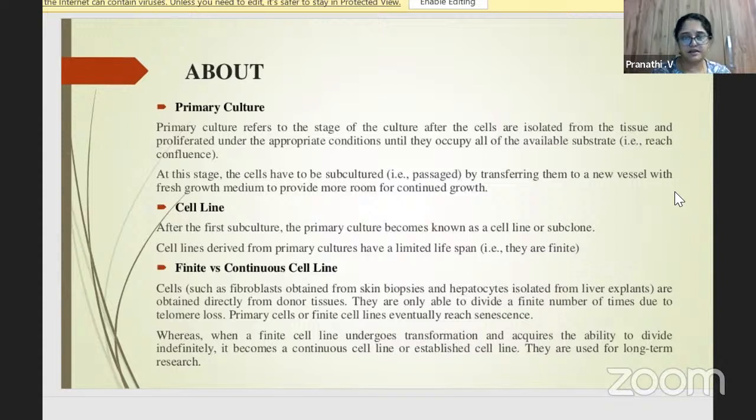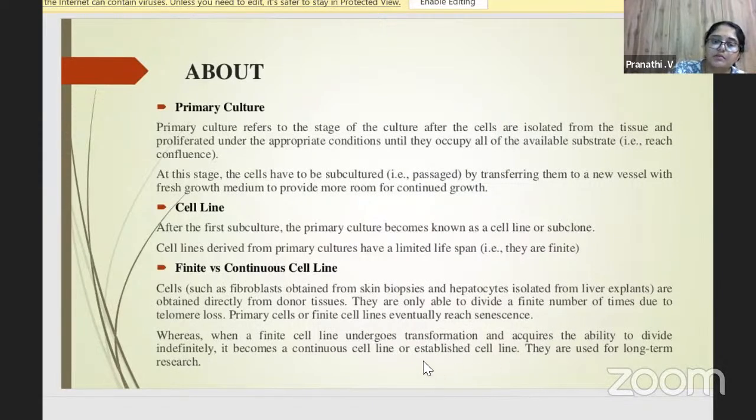So they have, for example, fibroblasts, if you take a skin biopsy, or liver cells, that is hepatocytes, they're all from the donor tissue. They're available only for n number of times because of the telomere loss that is going to be seen after a few generations or after a few cultivations. So primary or finite lines will have a stop point, as we can call it. And if at all the ability to divide indefinitely, the loss of cell control checkpoints is taking place, then you can actually get your continuous or established cell lines.